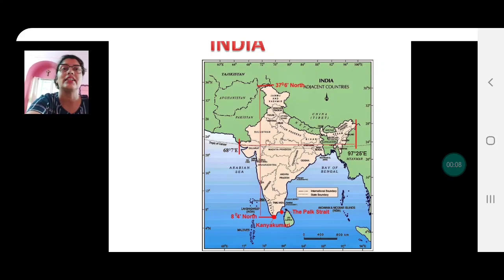Yesterday we studied the climate of Brazil with the help of the map of Brazil. We also completed the cross-section of the physiography of Brazil in my last video. So today we start with the climate of India.